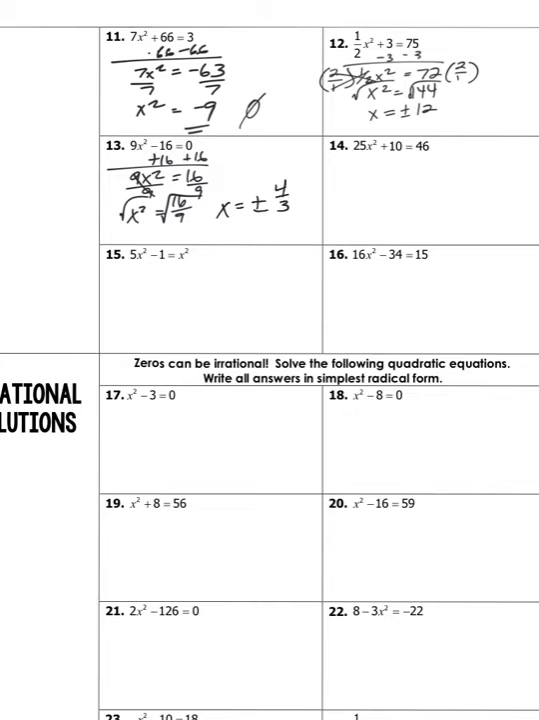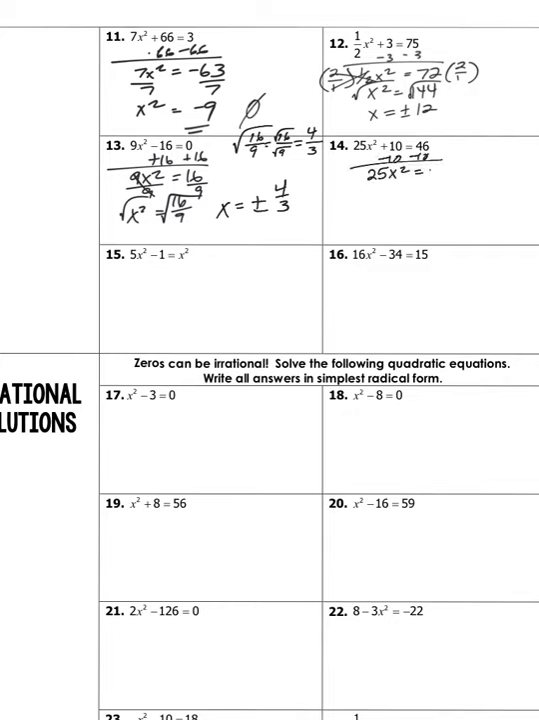So anytime you take the square root of a fraction, okay, so we had the fraction, we had the square root of 16 over 9. You can also write this as the square root of 16 over the square root of 9. And we know what the square root of 16 is. That's 4. We know what the square root of 9 is. That's 3. And we can just leave it in fraction form. Plus or minus 4/3. Number 14, subtract 10.